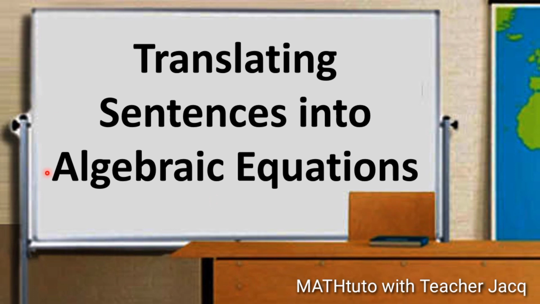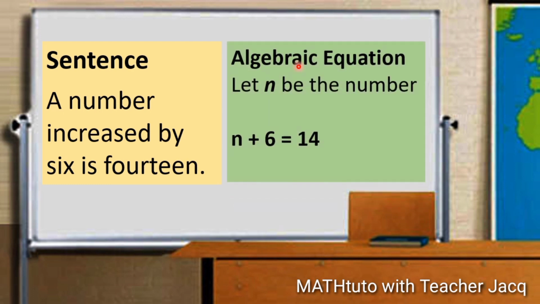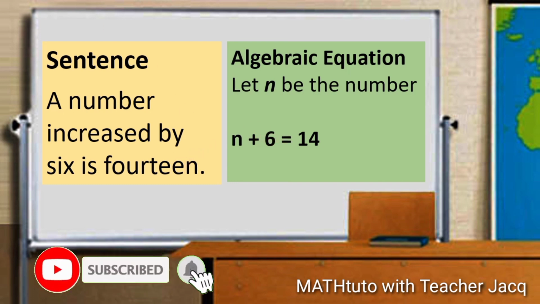So, kanina, yung mga examples natin are word phrases into algebraic expression. So, ngayon naman, sentences into algebraic equation. Let's have our sentence. A number increased by 6 is 14. So, the word increase is associated with plus or addition symbol. So, our algebraic equation for this is let n be the number. So, we have n, then yung increased, plus 6 is equals to 14.